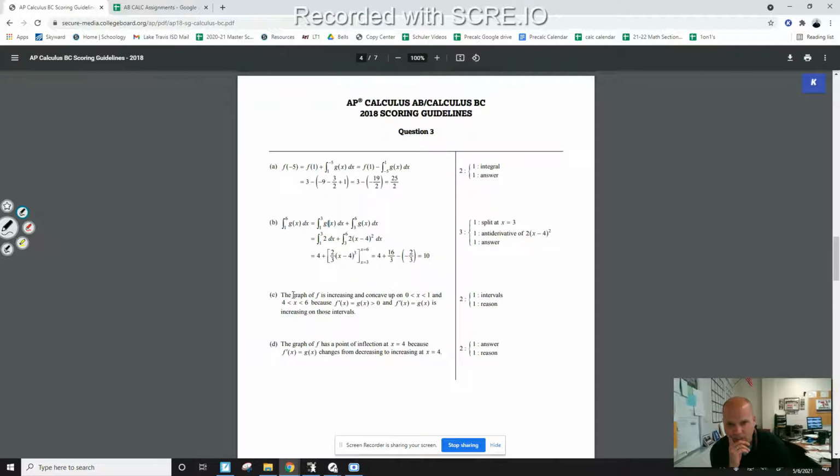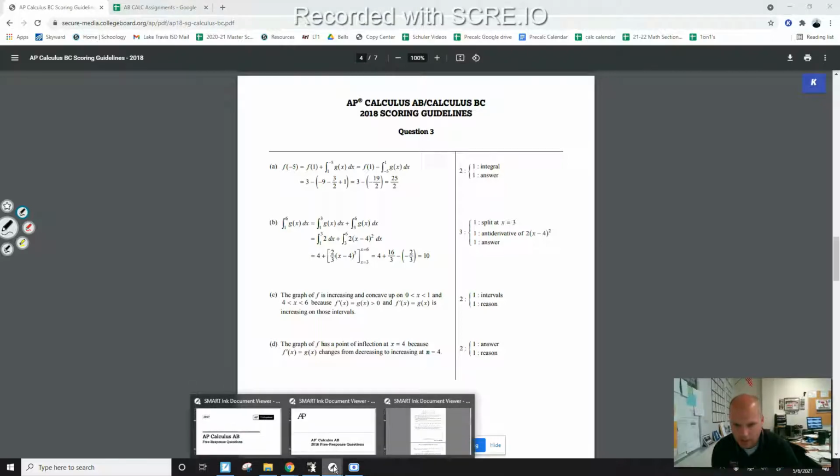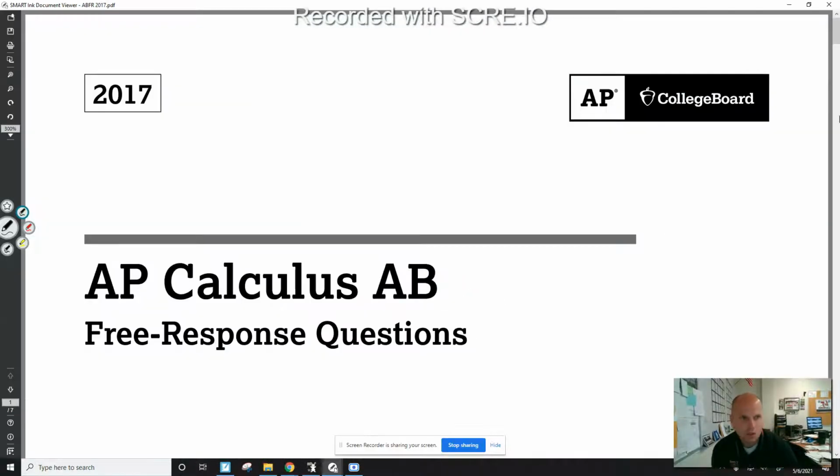Part C, 0 to 1, 4 to 6. And here's what they say. They say just at 4. So they didn't include like the interval because it's not a point of inflection, it's an interval of inflection. I'm pretty sure if you included the interval, they wouldn't have worked anything off. All right, that's 2018. 2017. Let's go.